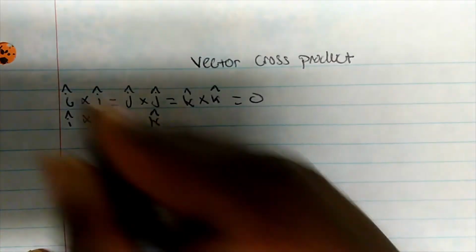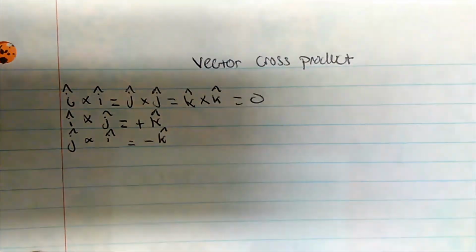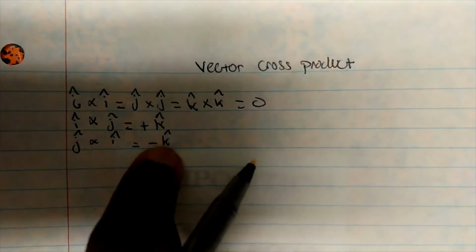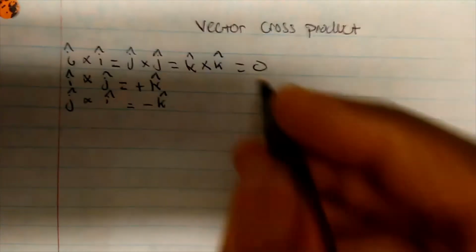Now, if I cross i hat into j hat, I'll get a positive k hat. But vice versa, if you cross j hat into i hat, I'll get a negative k hat. I'm going to come back to this idea and you're going to see what I'm talking about. So let's do a problem here.